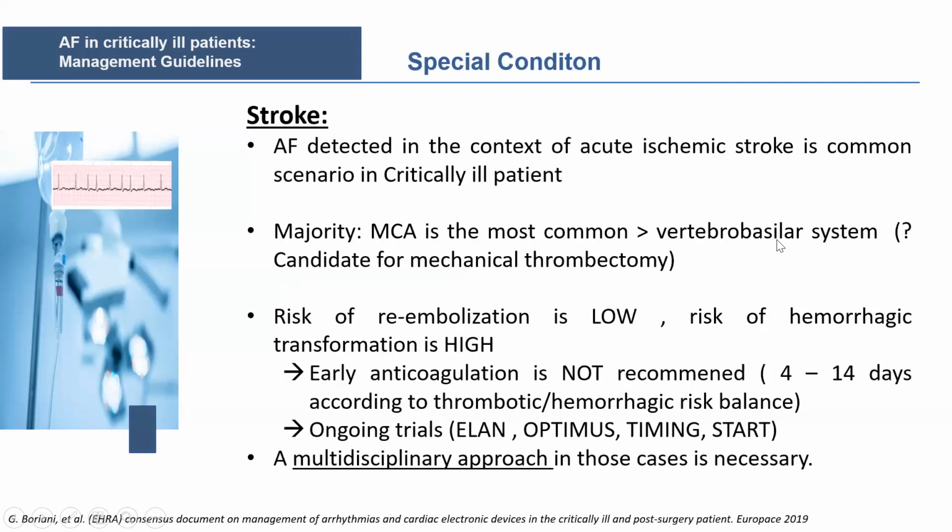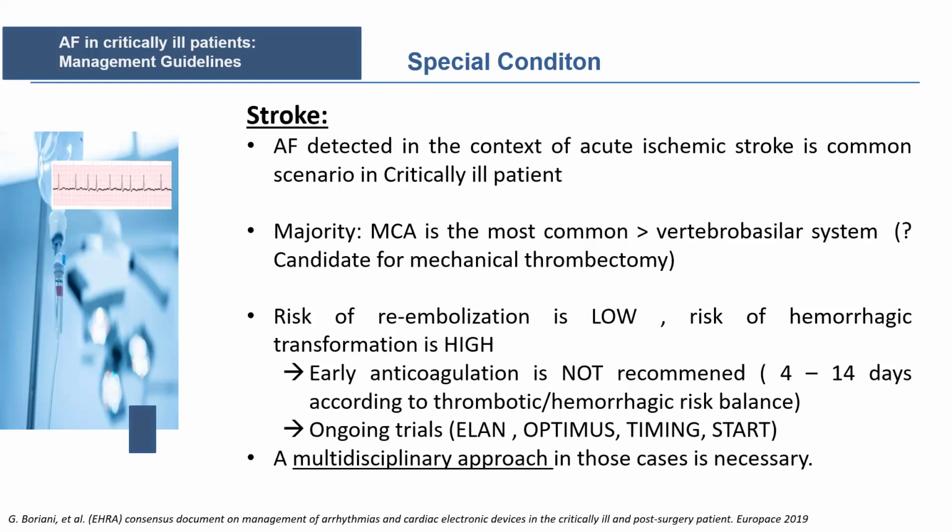We will talk about special conditions for AF in the critical care scenario, which are commonly seen. The first one is stroke. It's common in the critical care area that you find a patient who has a stroke and you find atrial fibrillation with it. It will follow the same general guidelines. However, some points worth mentioning: in these patients, usually the embolization is in the anterior circulation, in the middle cerebral artery. This is most common, more than the vertebrobasilar circulation. And what is the significance of this? These patients are good candidates for mechanical thrombectomy.